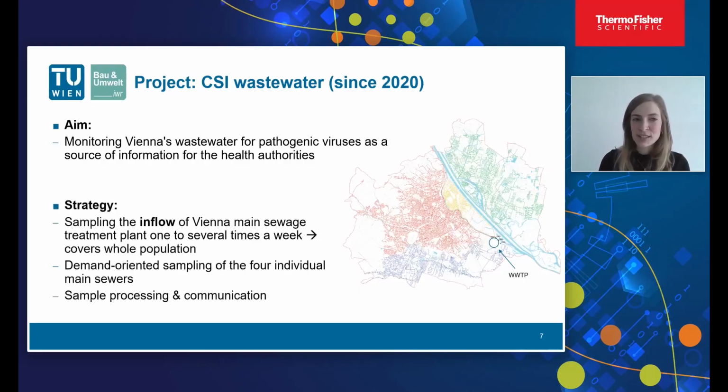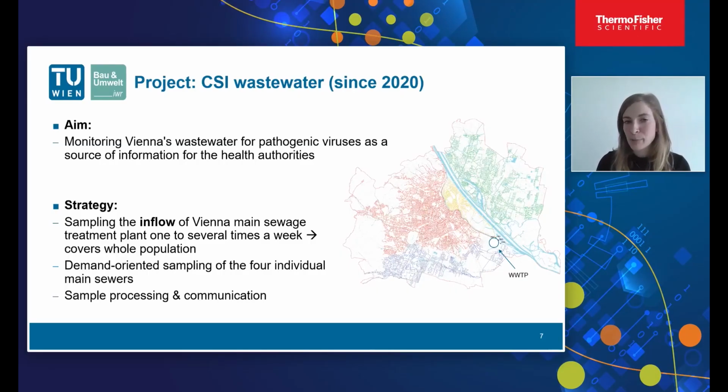The strategy is to sample the inflow of the Vienna main sewage treatment plant once up to several times a week, depending on the severity of the situation. With this, we cover the entire Viennese population. What we can also do is demand-oriented sampling of the 4 individual main sewers.